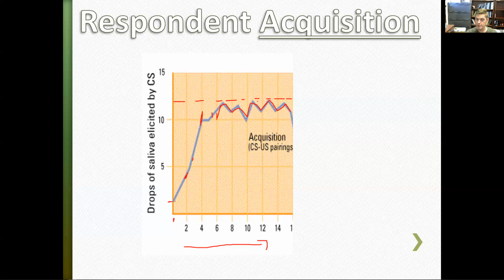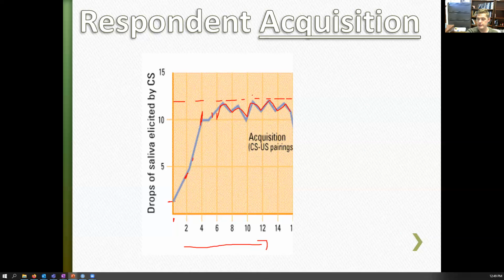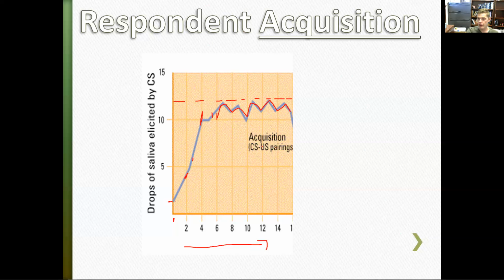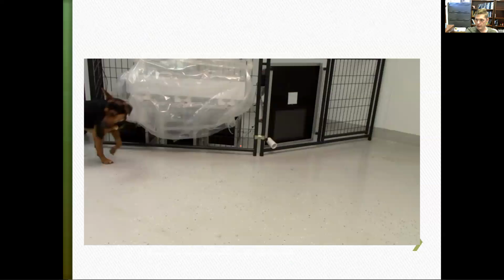So it's completely dependent on the CS-US relationship, the unconditioned stimulus, unconditioned response relationship. That reflex response is important, but the CS will continue to pick up conditioning power until it essentially produces the same level of responding that the unconditioned stimulus would. That is our asymptote.